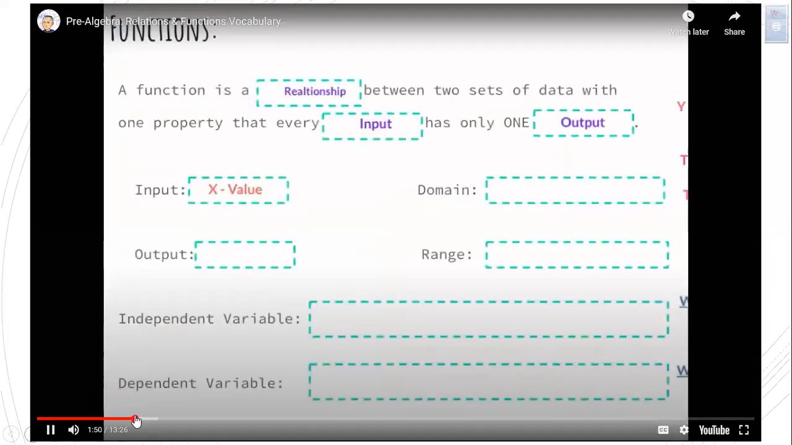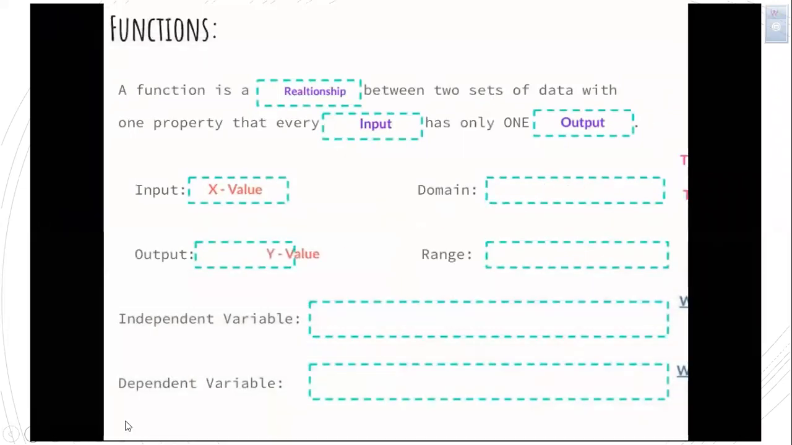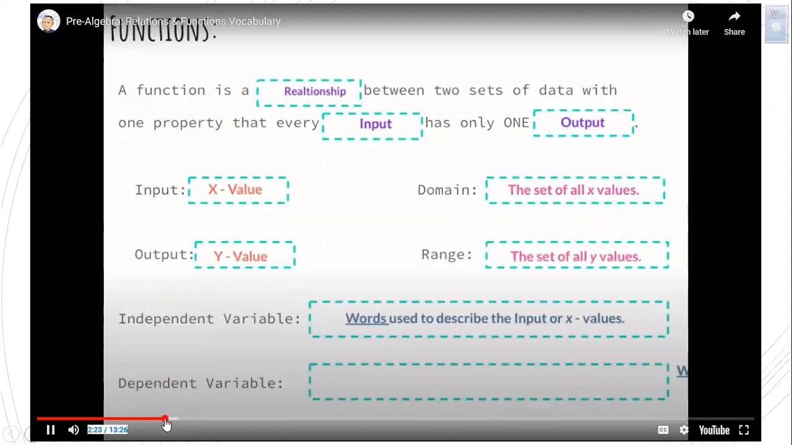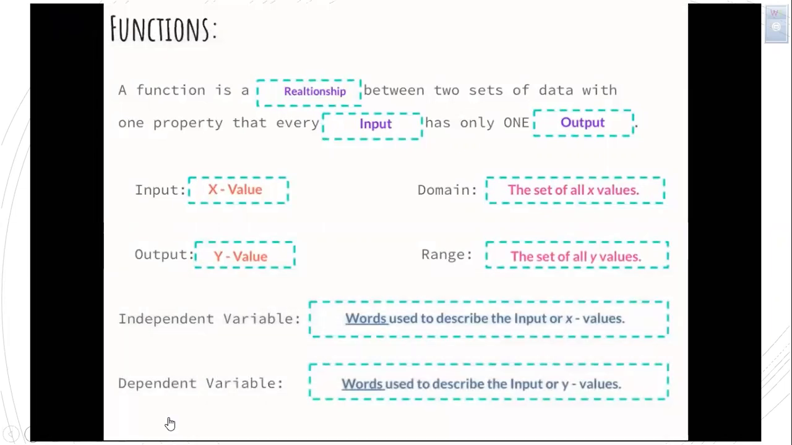So we're talking about outputs, we're talking about Y values. When we're talking about the domain, that's the set of all X values. Y goes with output, X goes with input. So again, when we're using words, we're talking about the dependent variable.